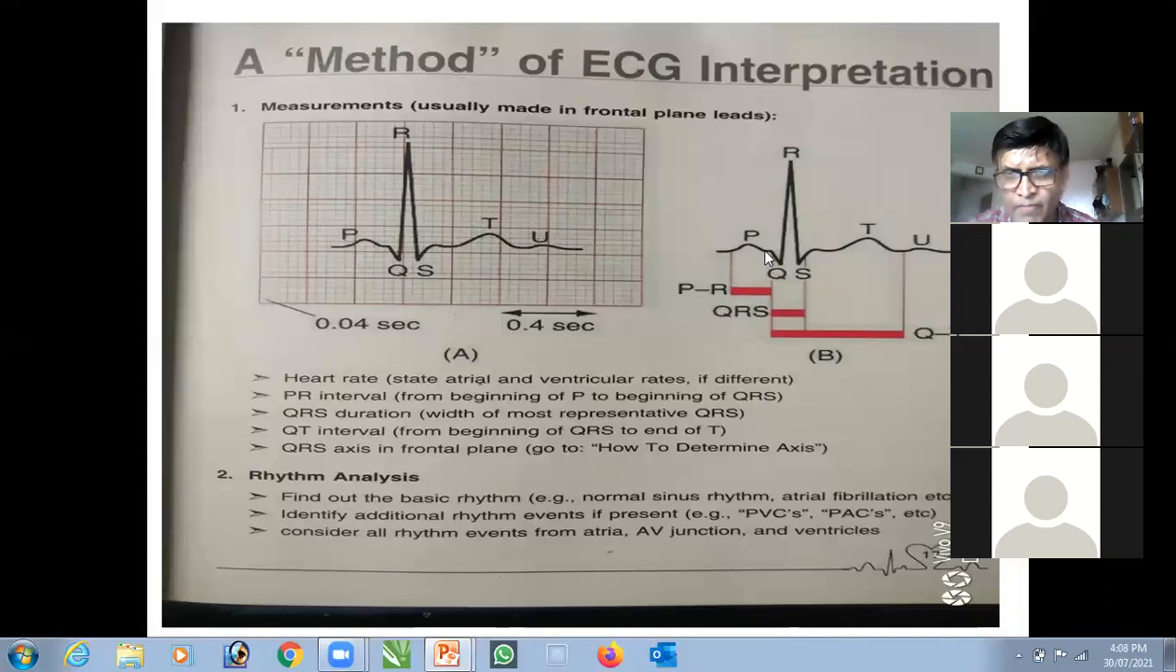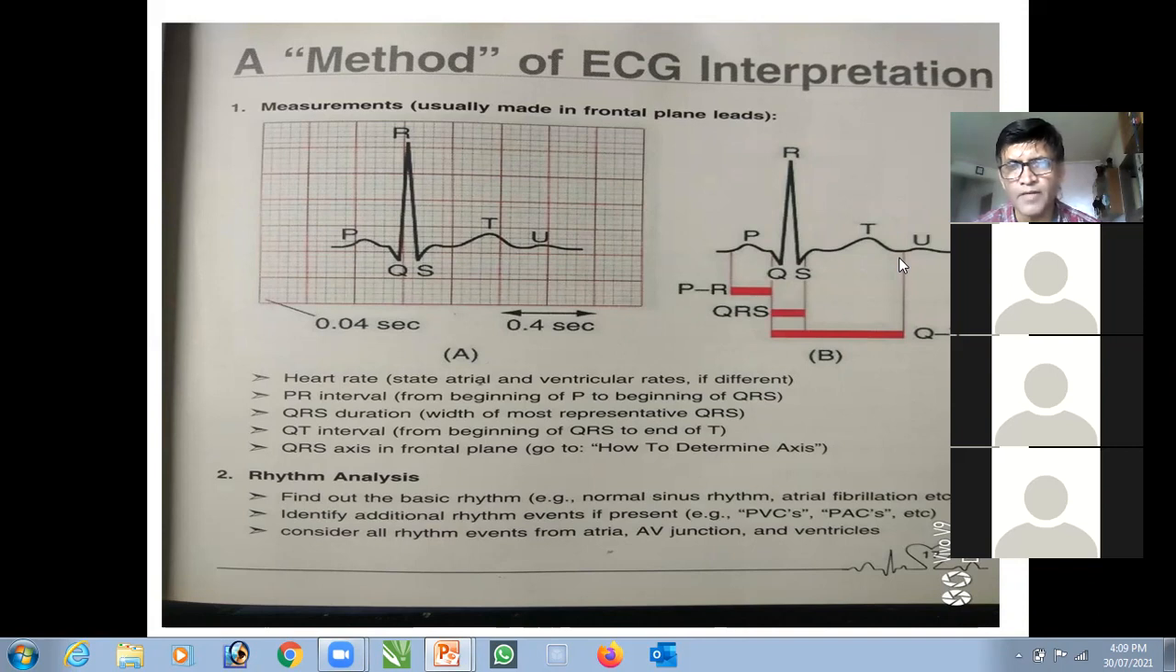So this is the P wave. Then there is the PR interval, then the QRS interval, and there is something called the QT interval. What is the QT interval? The beginning of the Q wave to the end of the T wave. Is it clear? Can someone repeat this? What is P, PR interval, QRS, QT interval?